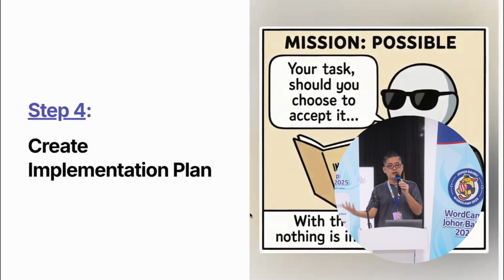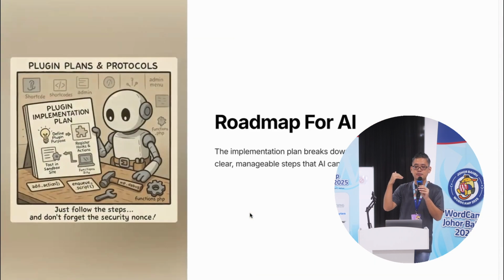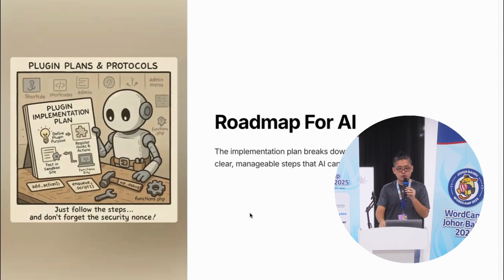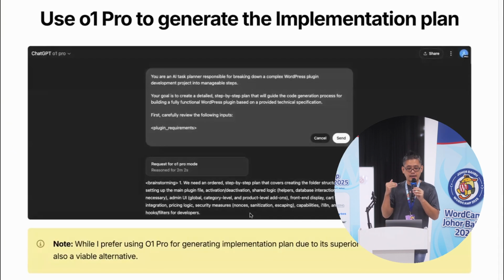Okay, then after you have the specs, we go to step 4, which is to create an implementation plan. Creating the implementation plan is basically breaking the process down into smaller steps so that the AI can understand it, and it will serve as a roadmap to guide you through the development process. Okay, so here's the prompt I use to generate the implementation plan. Again, I'll provide you the full prompt later in the final slide. Then again, here we are using O1 Pro to generate a plan. Now, you can use Gemini 2.5 Pro as well if you do not want to subscribe to ChatGPT Pro.